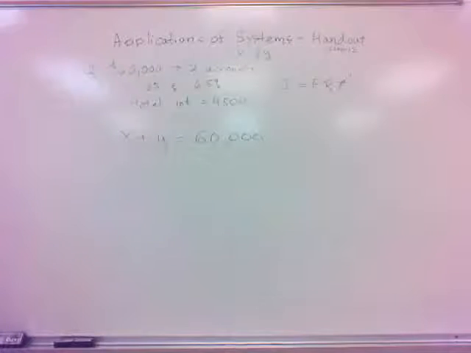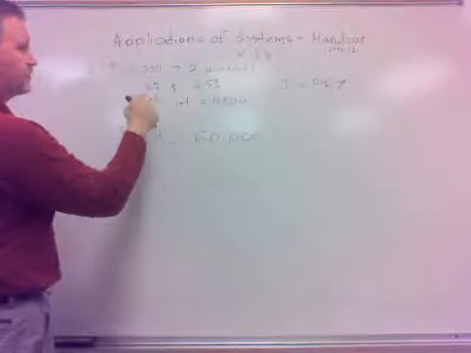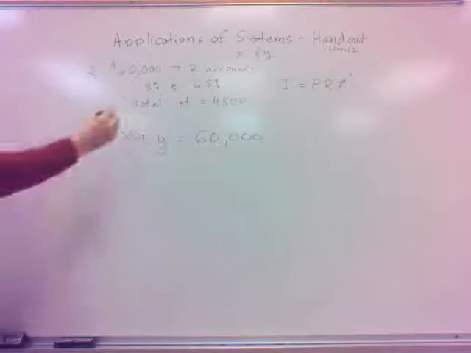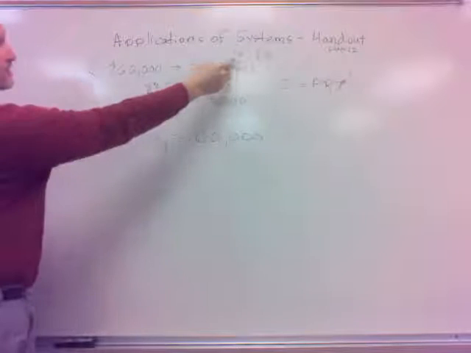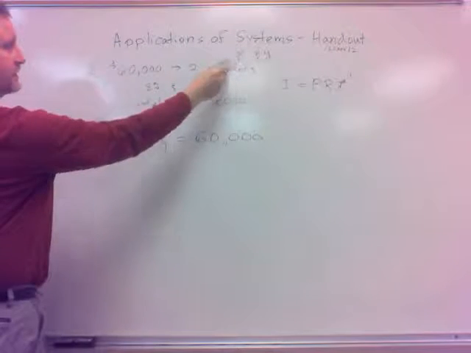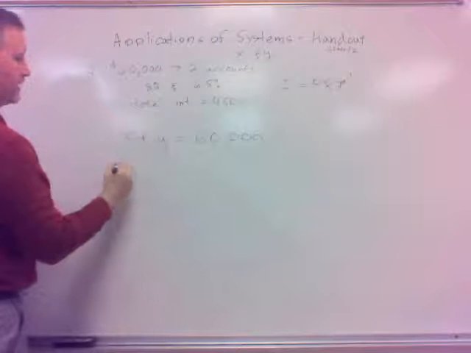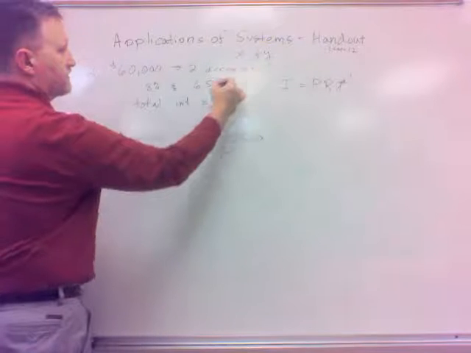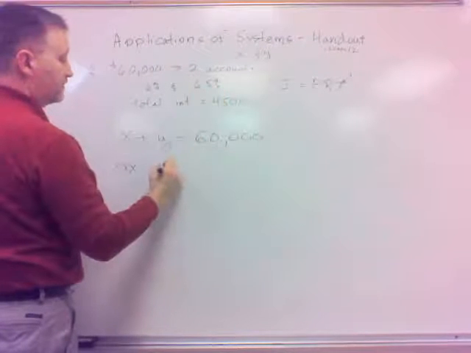So I'm just going to take the principal of each one times the rate, and that gives me the interest. Well, the principal of the 8%, let's just call that the first account, so the principal is X, so just multiply those two together, that's 0.08X. The principal for the 6.5, let's call it the Y one, so that would be 0.065Y.